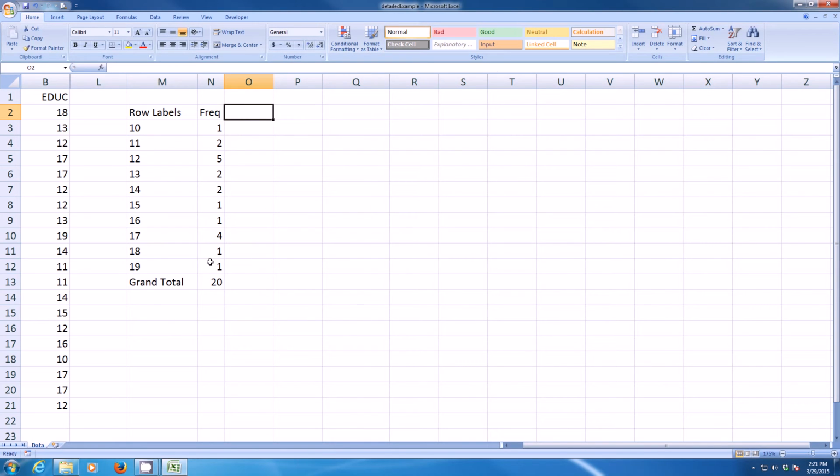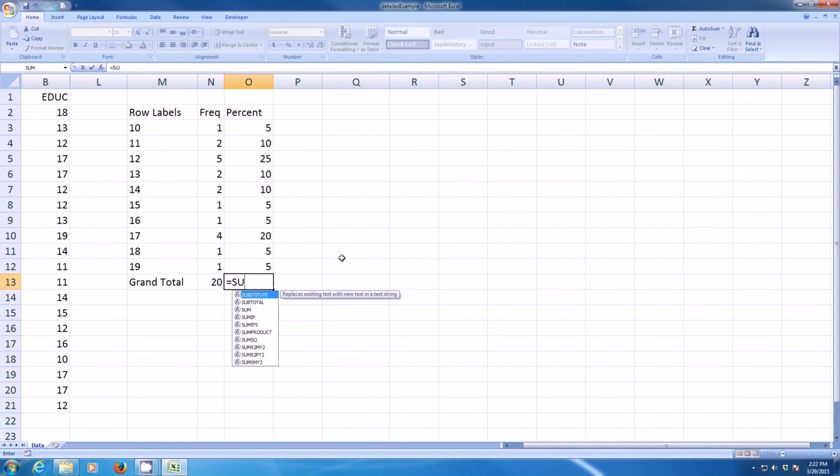And so I can take these frequencies and turn them into percentages by dividing each of the frequencies by the total number of cases, which here is denoted by cell N13, and multiplying it by 100. If I just put a dollar sign in between the N and 13, it fixes that value in place, so I can just pull down the cell and do the calculations for every one of the different categories. And these should sum to 100. Okay, it seems like that worked.